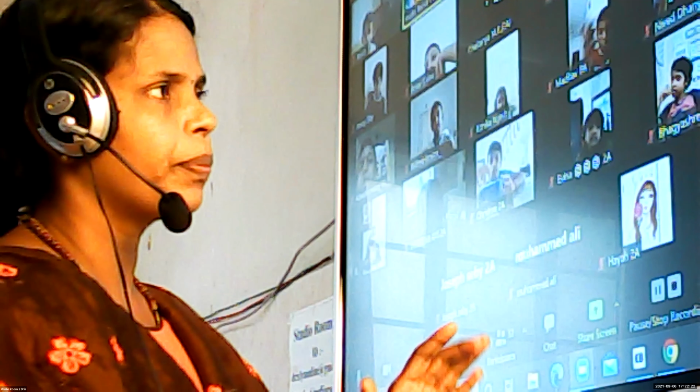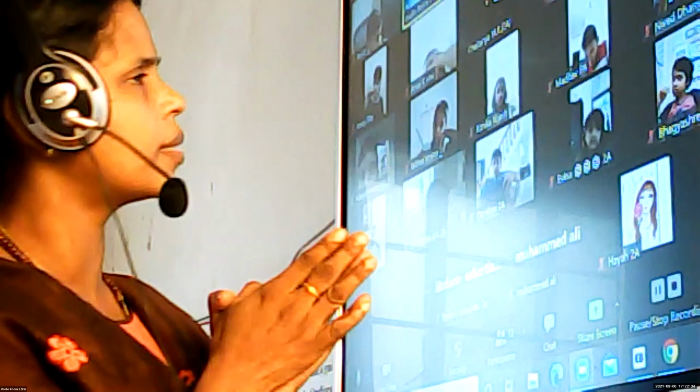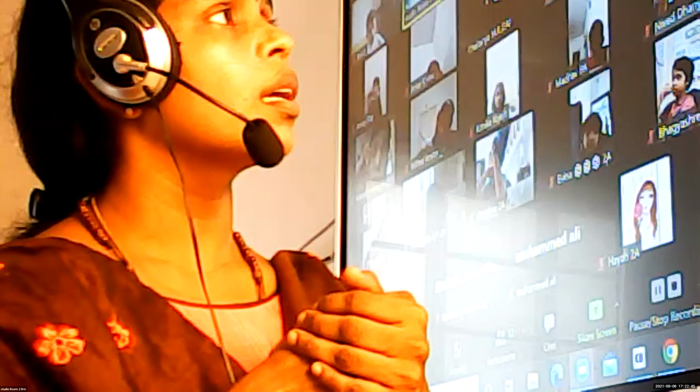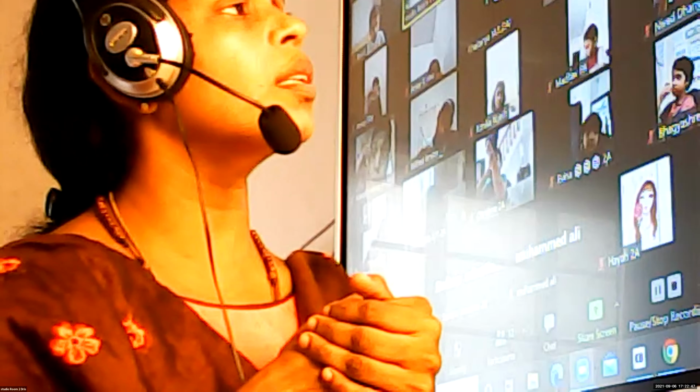Then when we compare two 3-digit numbers, we have to follow some steps. What is the first step? We have to count the number of digits.